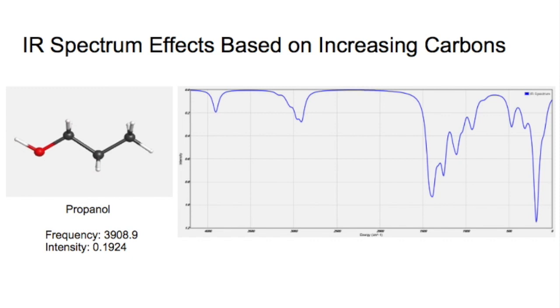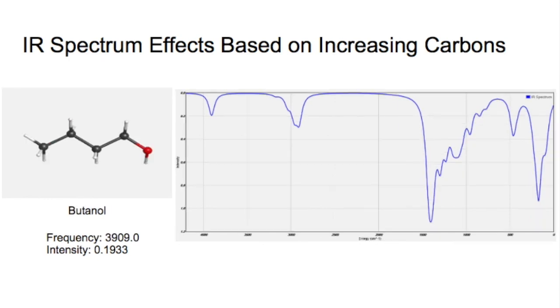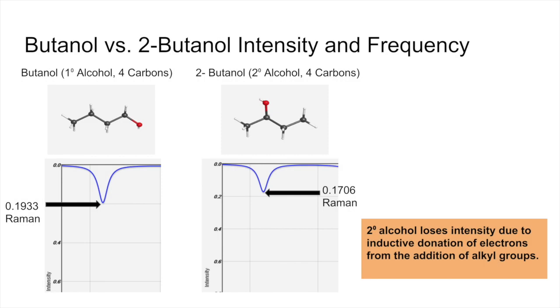Propanol, for example, has an intensity of 0.1924, and with the addition of another carbon, butanol has the intensity of 0.1933. When comparing butanol, a primary alcohol, to 2-butanol, a secondary alcohol, the OH stretch intensity decreases from 0.19 Raman to 0.170 Raman. This can be explained by the addition of alkyl groups, resulting in more inductive donation of electrons. This decreases the polarity of the OH group and hence less variance in the dipole moment.